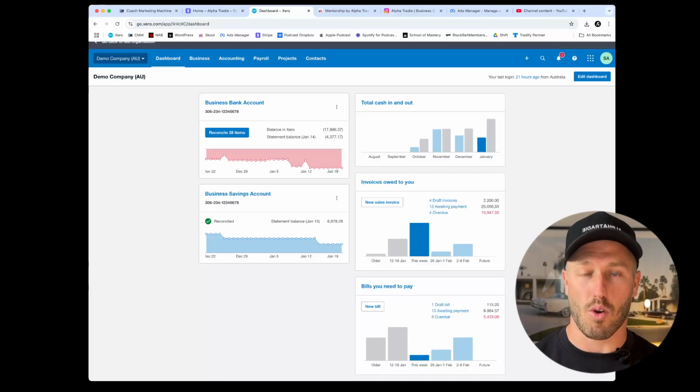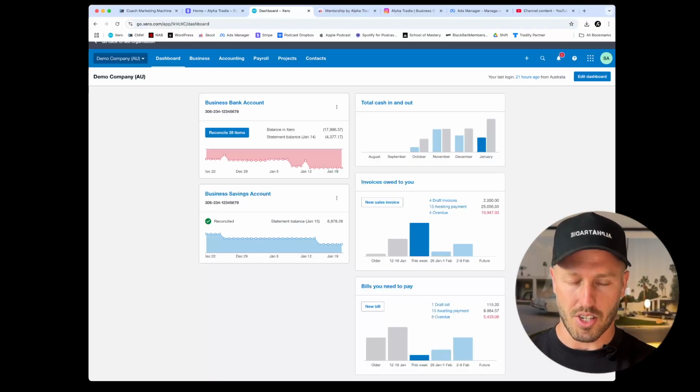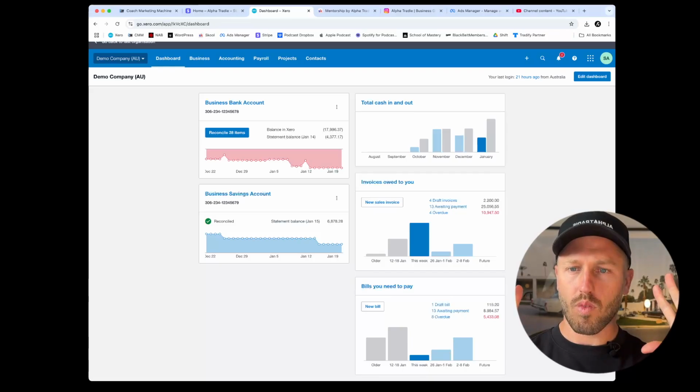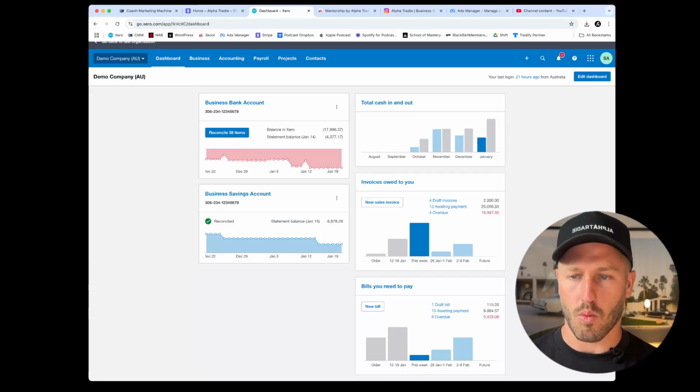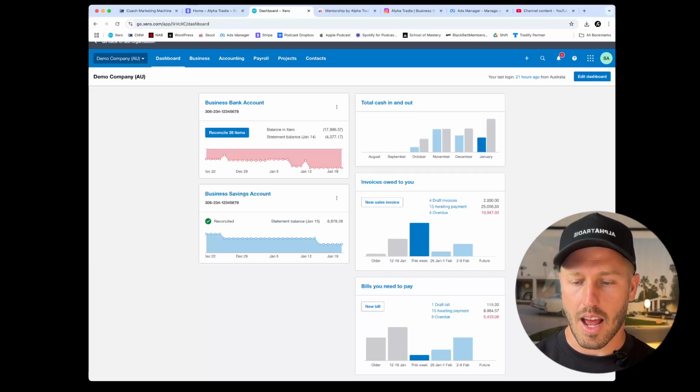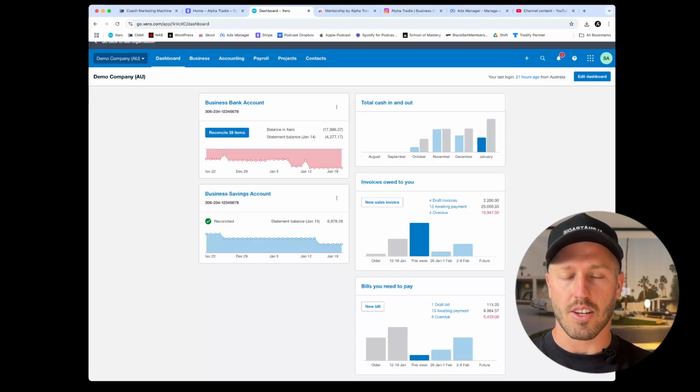Now there's going to be payroll and a few other things there, but this is just really the starting area of where I want our dashboard to be laid out and how we want it to look. And then we can start to make some decisions based off of this snapshot in time.